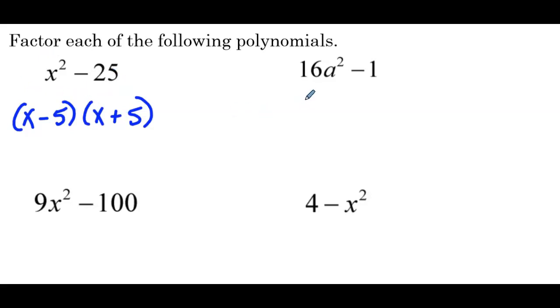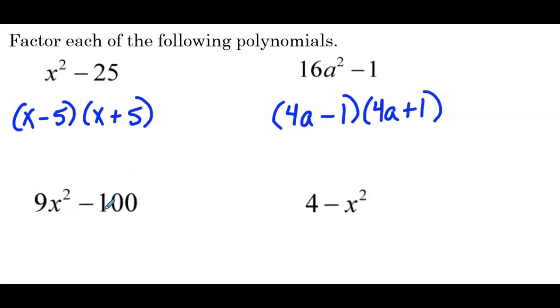16a squared minus 1. 16a squared is a perfect square. 1 is a perfect square. Difference. Perfect. So we can factor. So the square root of 16a squared would be 4a. So we'll say 4a minus the square root of 1, which is 1. And then our other factor would be 4a plus 1, right? Conjugates.